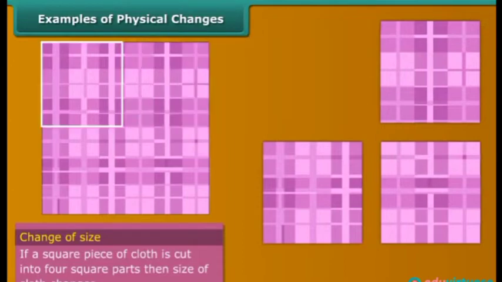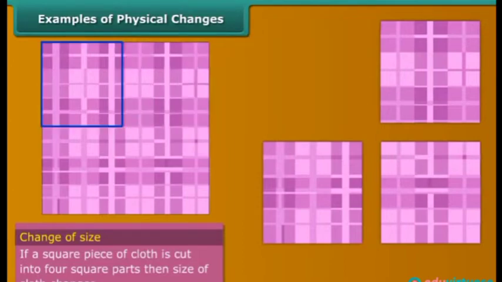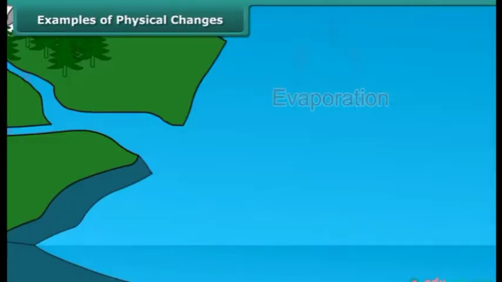Now children, cut a piece of cloth into four pieces. Now compare the size of the pieces with the original one. There is a change only in the size. The properties of the cloth remain the same. So this is the physical change.